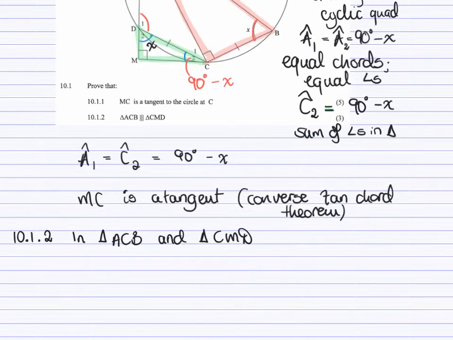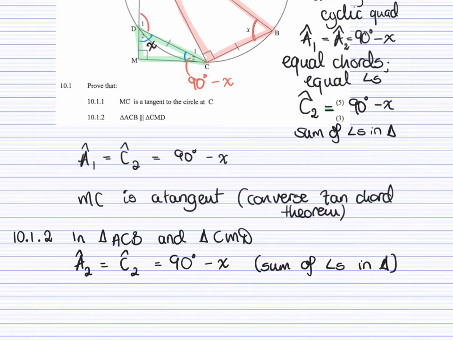We will now set up our proof. We will first say that A2 is equal to C2. Remember, these were both equal to 90 degrees minus X. What was the reason for this? This was because of sum of angles in triangle. But since you proved it above, you don't have to write that reason. What you could write there alternatively is proven above. That's only if you've obviously proved it above, right?